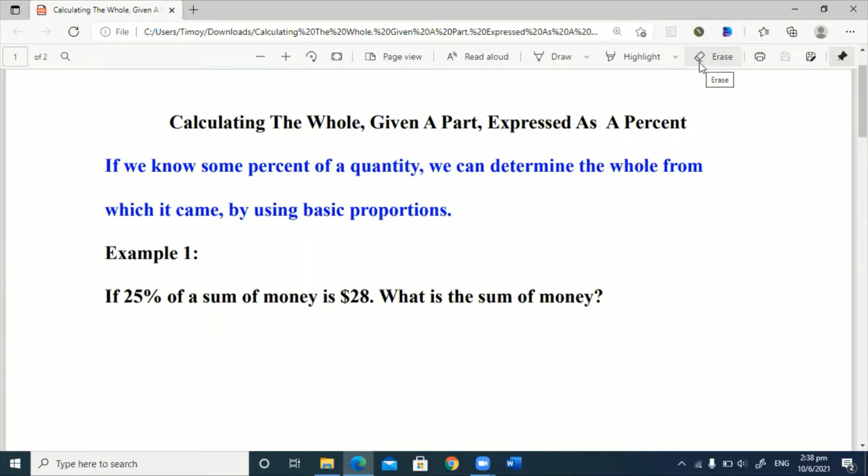Now in this video, what we're going to focus on is calculating the whole given a part expressed as a percent. And we will also be looking at variations when we're asked to calculate more than the whole. Now, a very important point to note is that if we know some percent of a quantity, we can determine the whole from which it came by using basic proportion.